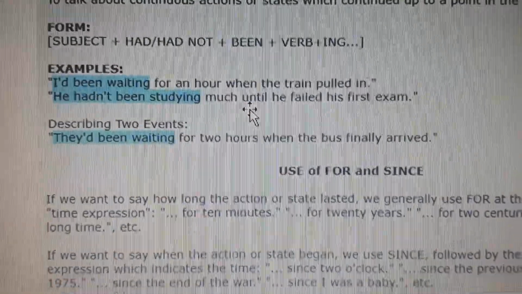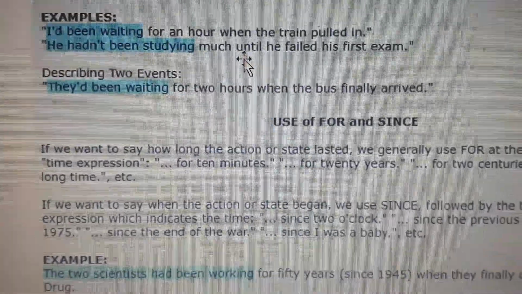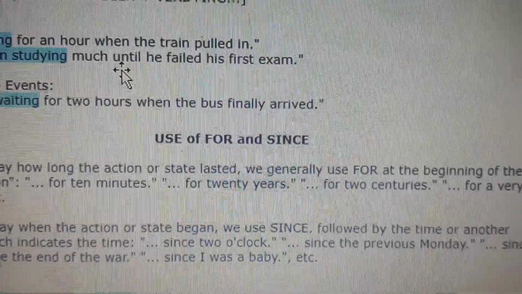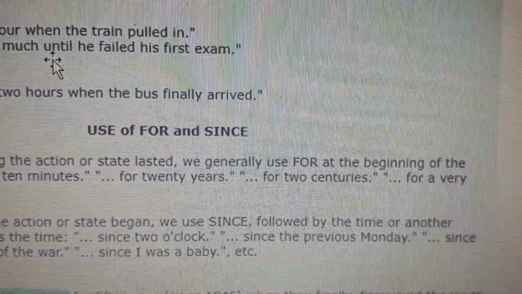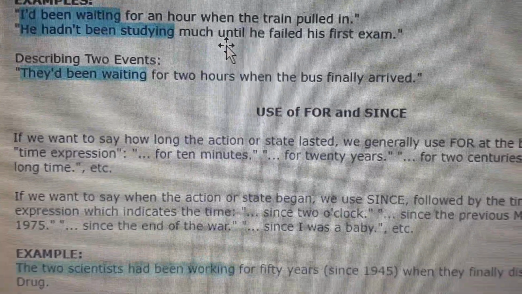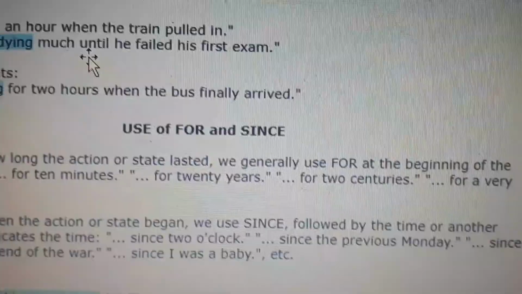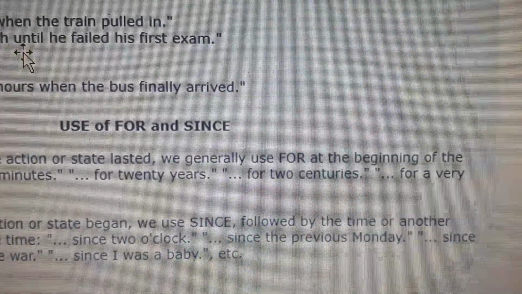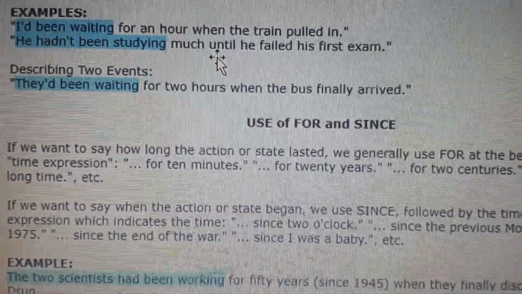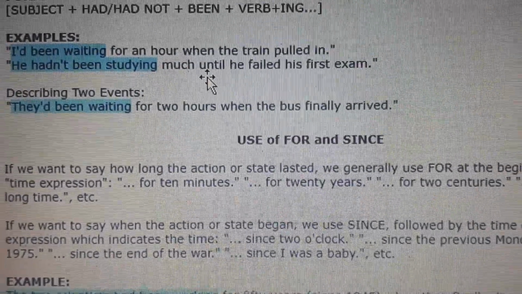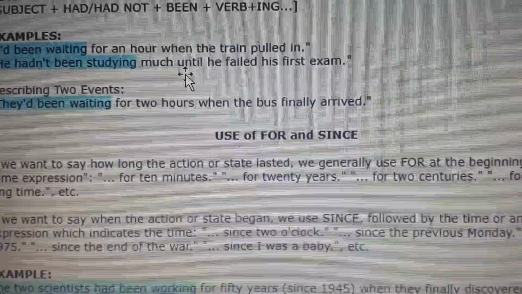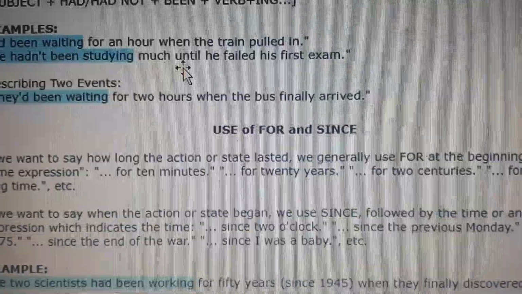Okay? Now, for a specific time, we're going to use since. If we want to say when the action or state began, we use since, followed by the time or another expression which indicates the time. For example, since 2 o'clock, since previous Monday, since 1975, since the end of the war, since I was a baby. You're already supposed to know this information because on last class we talked about past perfect.